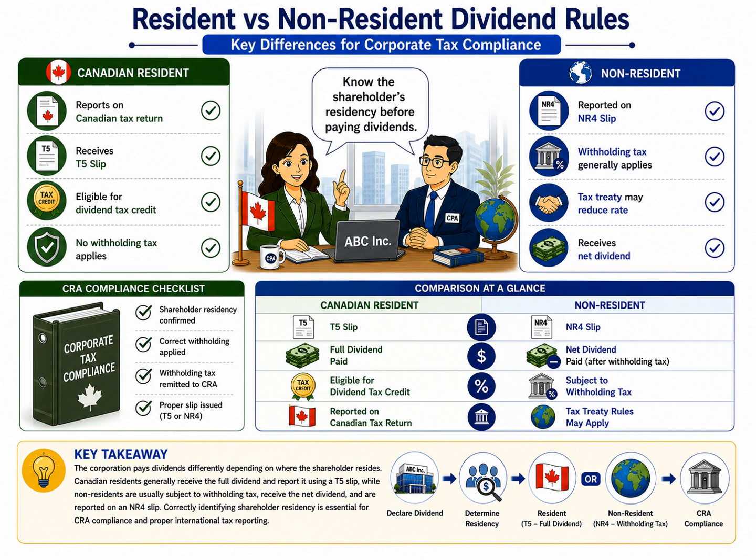The key takeaway is that dividend payments are not handled the same way for every shareholder. Canadian residents generally receive the full dividend and report it on a T5 slip, while non-residents usually receive a reduced payment after withholding tax and are reported on an NR4 slip. Correctly identifying shareholder residency is therefore the foundation of proper dividend reporting and international tax compliance.